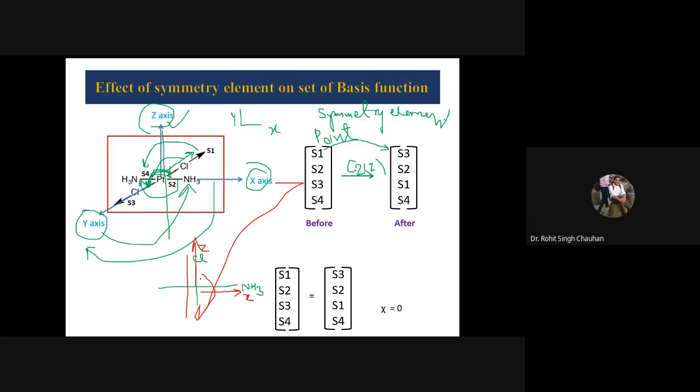So that's why the only shift that takes place is S1 being shifted to S3. That's it. If you operate the same symmetry element as a C2X, then what will happen? S2 will transform to S4. That's it. But suppose you rotate with respect to C2Y, then the whole molecule is going to be shifted, always remember. And in that case, the number of contributions will be 0.